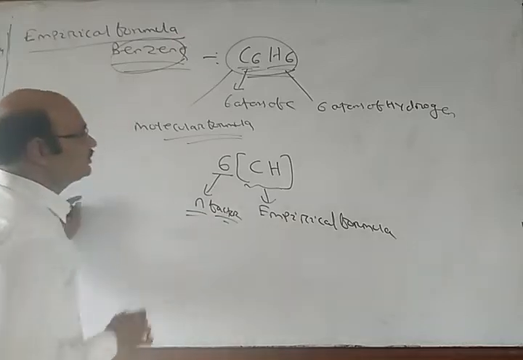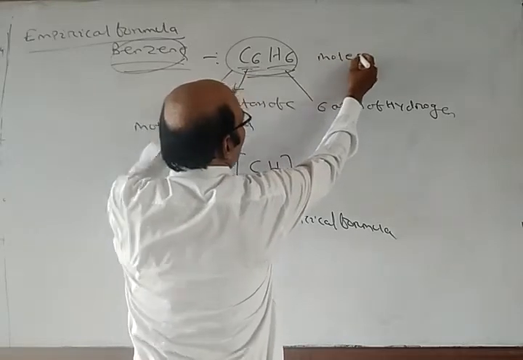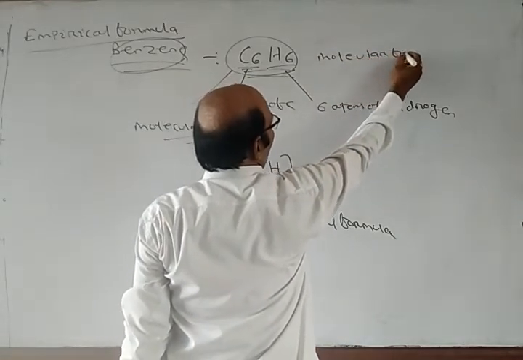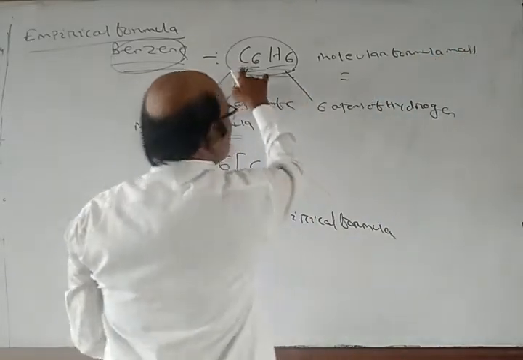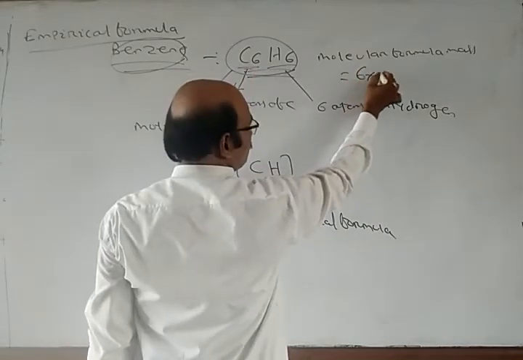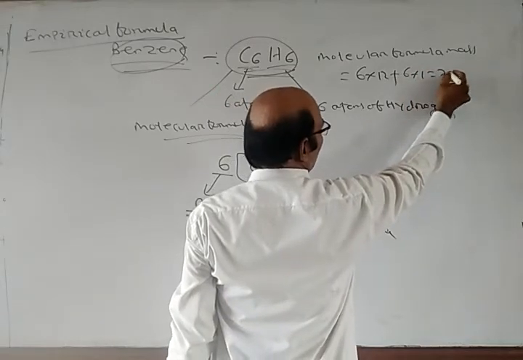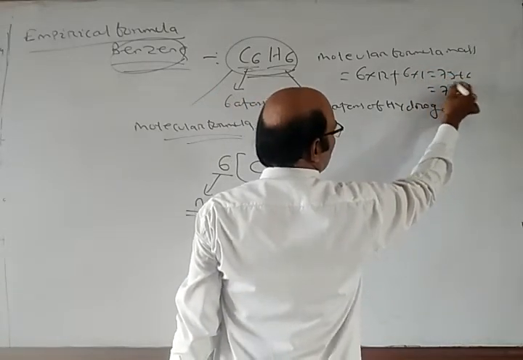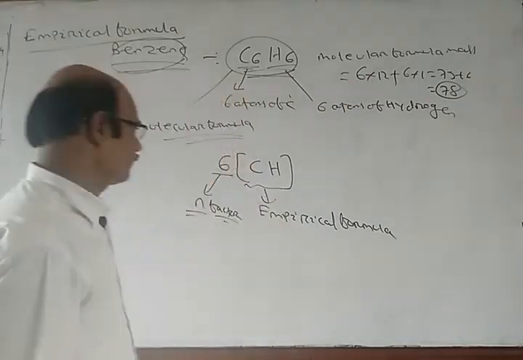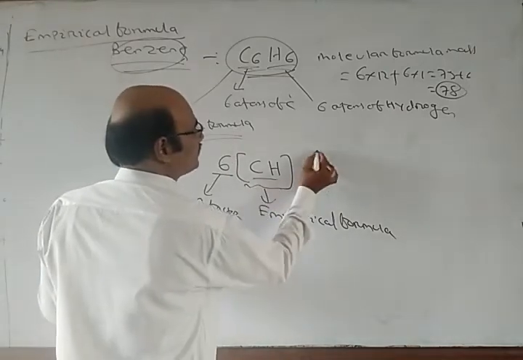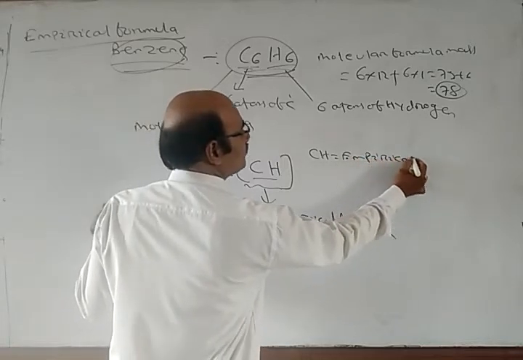Now how can you get this? If I take C6H6 and calculate the molecular formula mass, 6 carbons are there, so 6 into 12 plus H6, 6 into 1, equals 72 plus 6 equals 78. So 78 is the molecular formula mass. Now CH is the empirical formula.